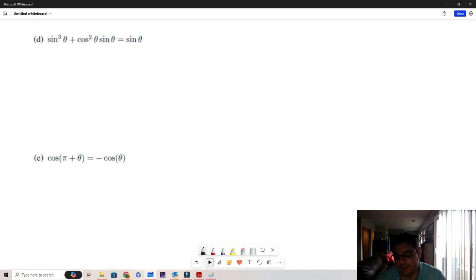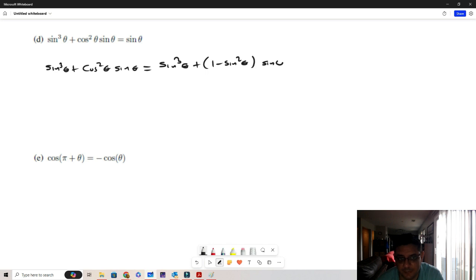Now let's go to identity D. In identity D, we have cubes and squares, and it should be equal to a sine. So this side probably can be factored out and simplified a lot. And because everything is in terms of sines, I'm just going to keep those sines around. And my intuition tells me that I should just transform this cosine square. So this is sine cube of theta plus, and this is 1 minus sine square of theta, times sine of theta.